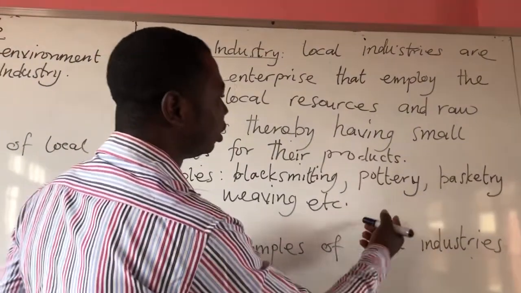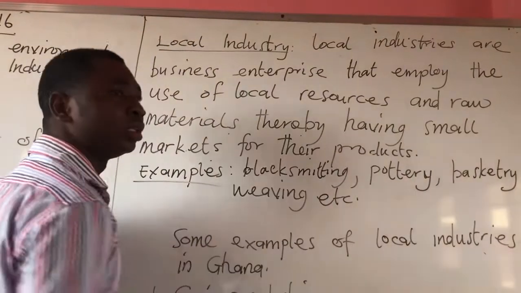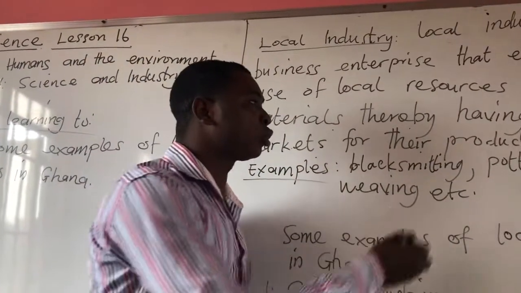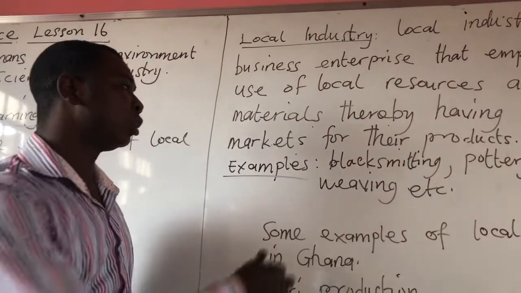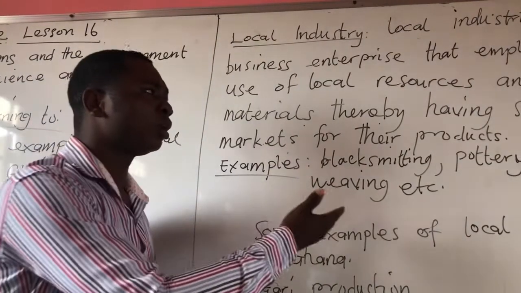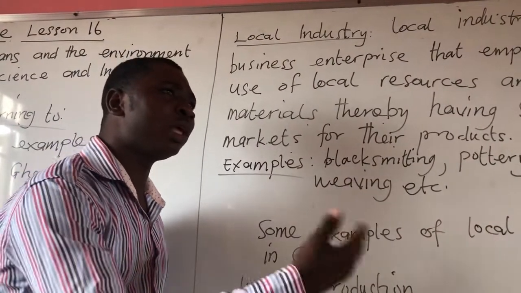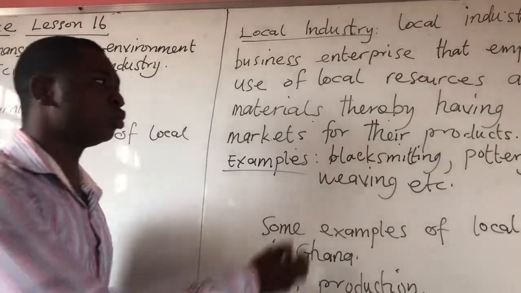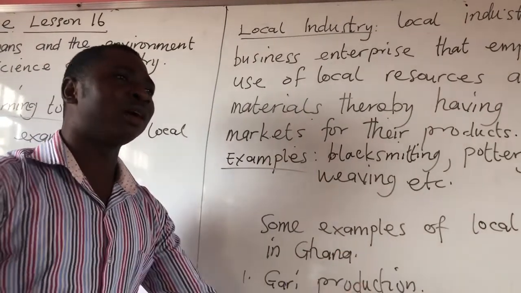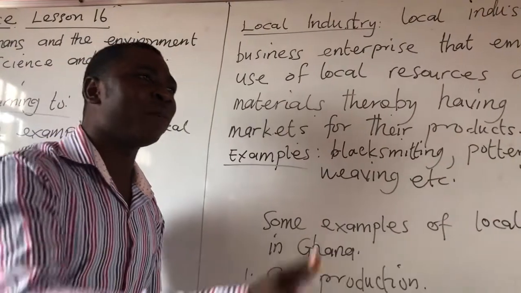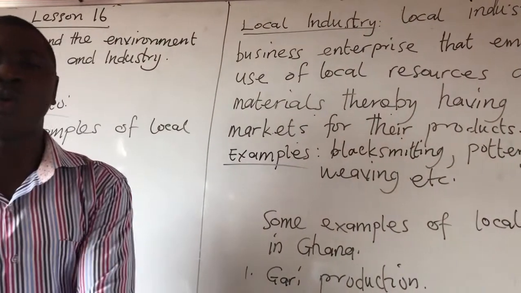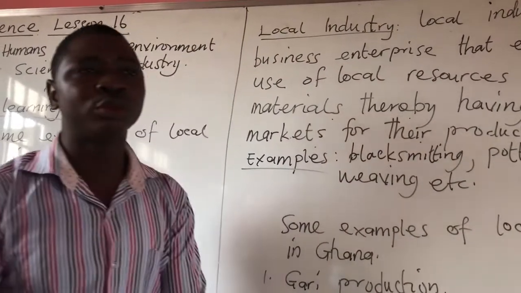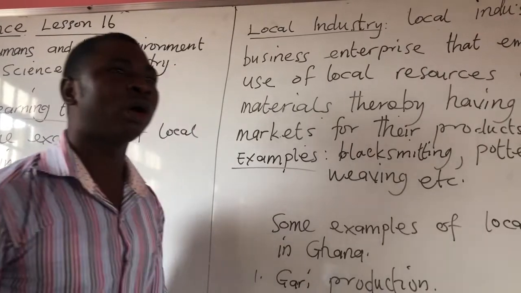Blacksmithing, poultry, basketry, weaving, etc. These are products that we make in our locality. When you go to some places, you see them hammering a metal object to form something, a hoe or a cutlass for us. The person is using our local resources to produce a product for our own usage.